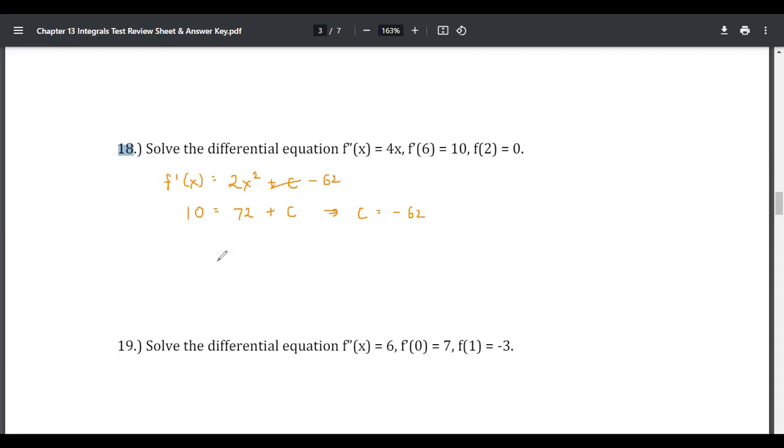Let's see, f of 2. All right, then you do the thing again. So it was f prime of x equals... It's just f of x, not f prime anymore. f of x, not f prime of x.